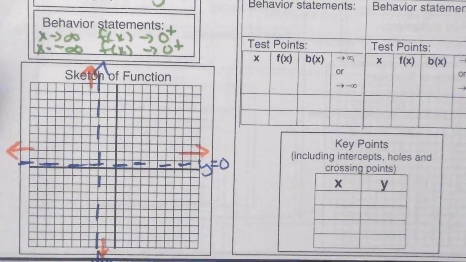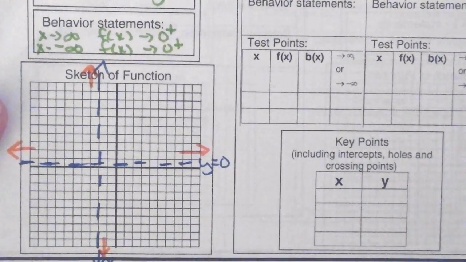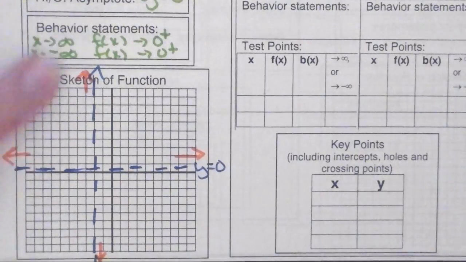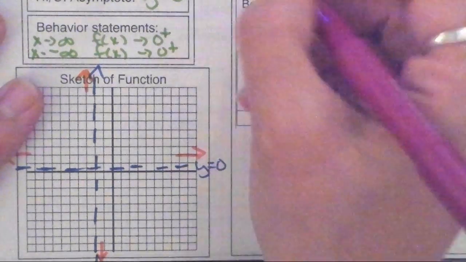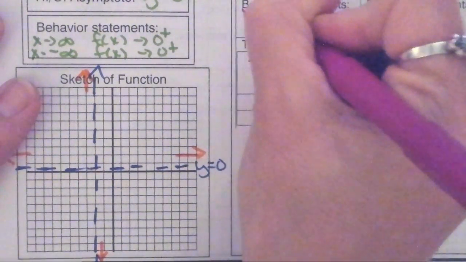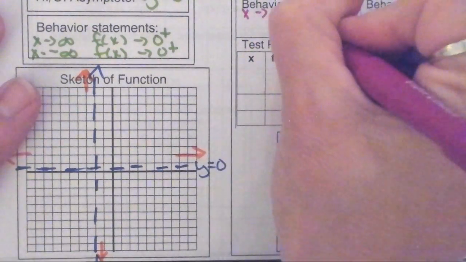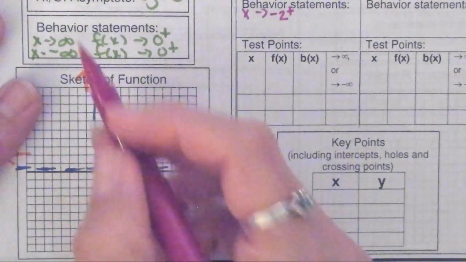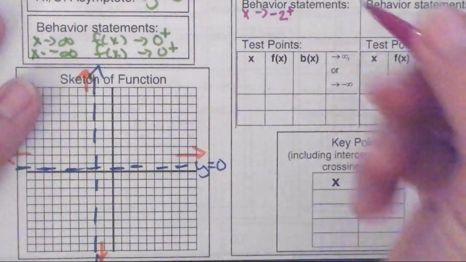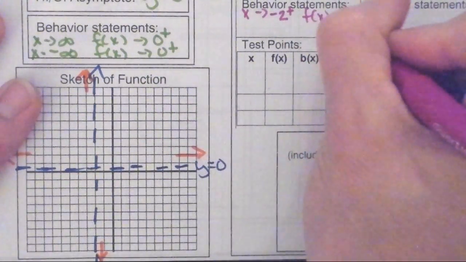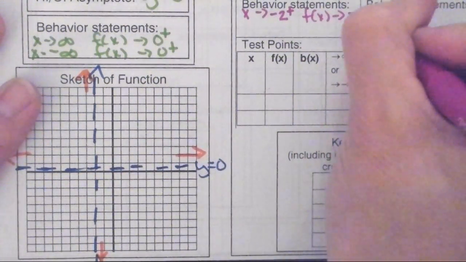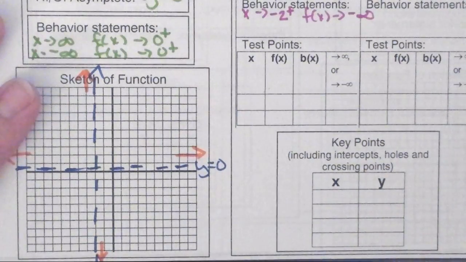Okay, now we're going to go write what we just drew. And that's the hard part because it's new. So this line right here is -2. As x approaches -2 from the right, I put a plus. On the right side of this line, I drew an arrow that went down. So we write f of x approaches -infinity because I went down.